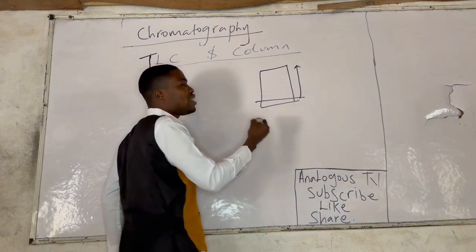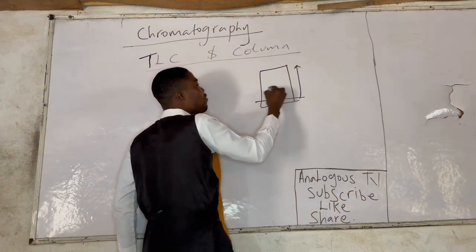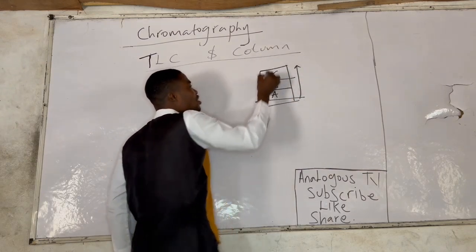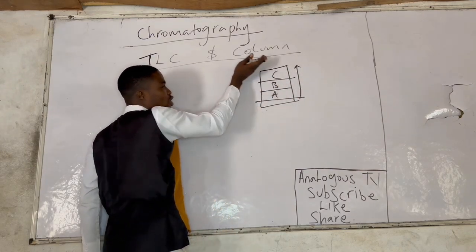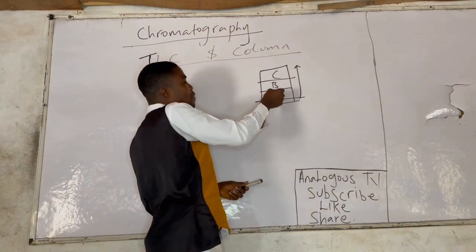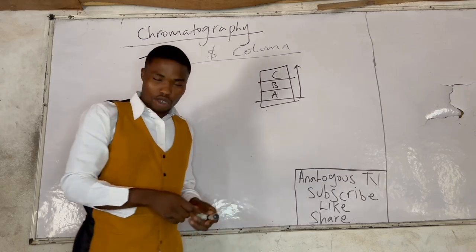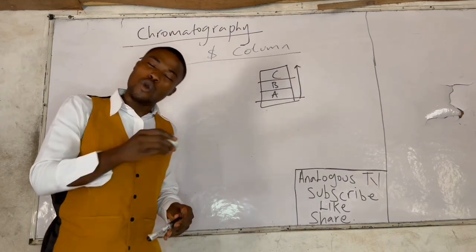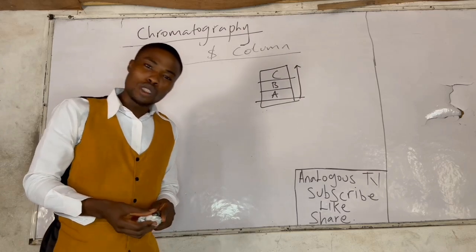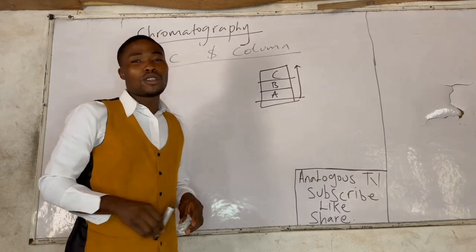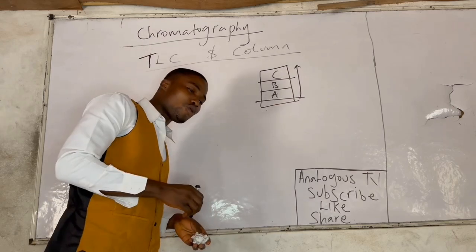If I have a mixture of three things A, B, C, A can travel to this distance, B can travel to this distance, C can travel to this distance. What is carrying A, B, C to travel is the mobile phase. Where they are being traveled on is the stationary phase. For paper chromatography, the stationary phase is water on cellulose paper or filter paper. Paper chromatography is a type of liquid chromatography.